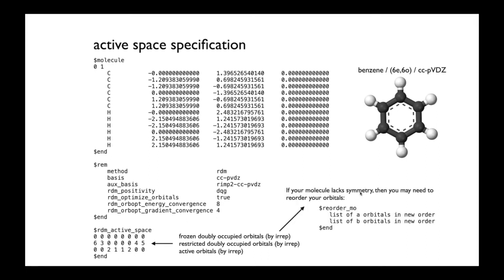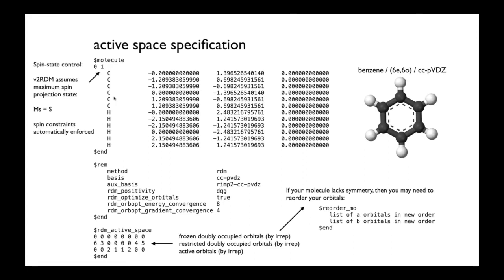If your molecule lacks symmetry, then it becomes a little bit more difficult to specify the active space, and it might become necessary to reorder your orbitals before doing a V2RDM CASSCF calculation. In that case, you have to use this reorder MO group, which basically provides a list of orbitals, a list of ordering for the alpha orbitals and the beta orbitals in your new ordering.